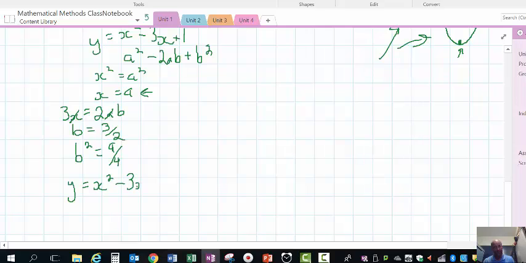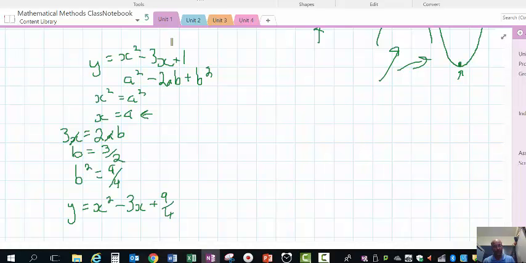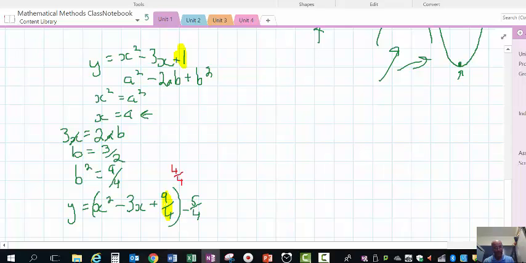So let's put it in that form. We've got x squared minus 3x plus 9 on 4. Now be careful, we originally had 1. Now that's greater than 1. So how much is it greater than 1 by? Well, 1 is 4 quarters, and that's greater than 1 by 5 quarters, so we're going to have to take 5 quarters off. Subtract 5 quarters to keep it the same value.